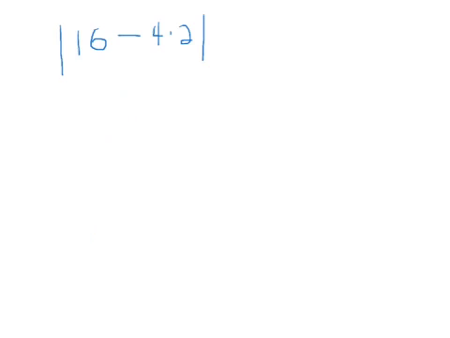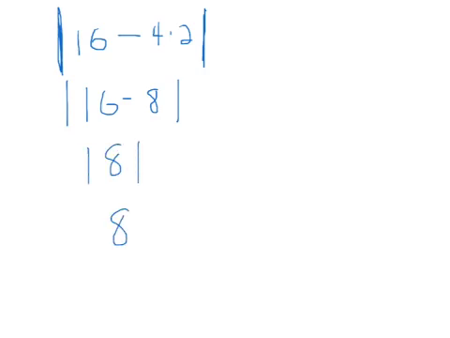Let's take a look at this one. If you have the absolute value, these are the absolute value bars, of 16 minus 4 times 2. The stuff on the inside, you still have to pay attention to the order of operations. So you do the multiplication first, and you get 16 minus 8, and then 16 minus 8 is 8. The absolute value of 8 is 8.